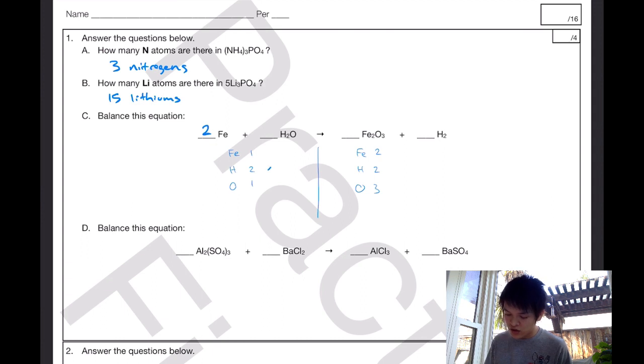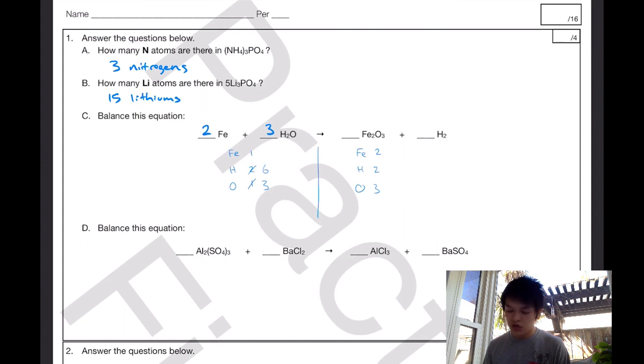So we're going to go ahead and put a coefficient of a 2 here. For the hydrogens, these look like they are balanced. There's 2 on each side. And for the oxygen, these don't look balanced. We need more oxygens on the left side. We specifically want 3 oxygens on the left side. Now, if we put a 3 right there, that changes 2 amount of elements. That changes the hydrogens and the oxygens. So the hydrogen becomes 2 times 3, which is 6. The oxygen becomes 1 times 3, which is 3.